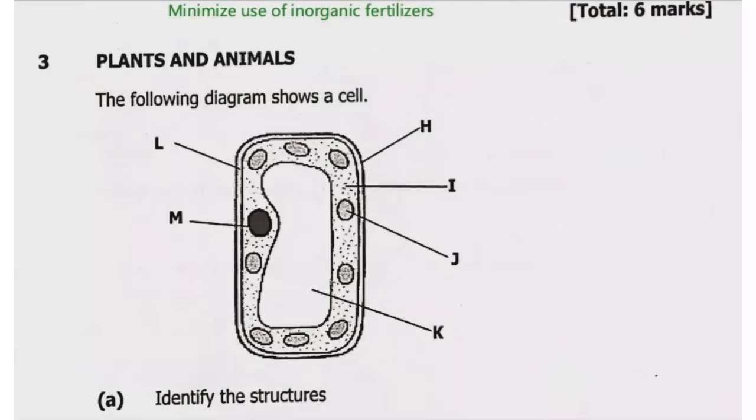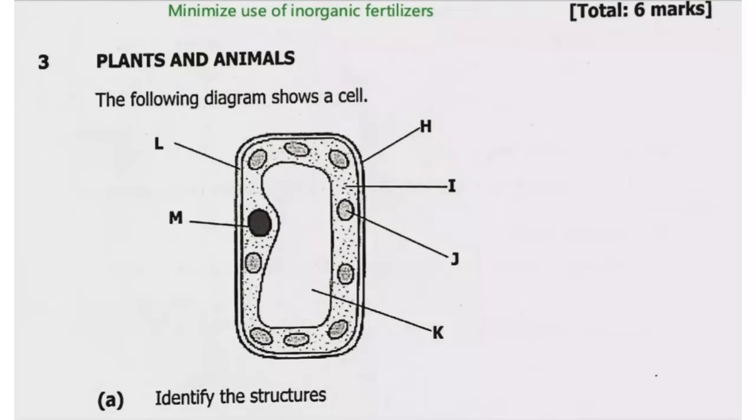We come to question 3, which is coming from the topic of plants and animals. So the question is as follows. The following diagram shows a cell. Okay, so that is the cell. Now we are not told whether it's a plant cell or animal cell. So what kind of cell is this one? That's the first thing we need to identify for us to be able to answer the questions.